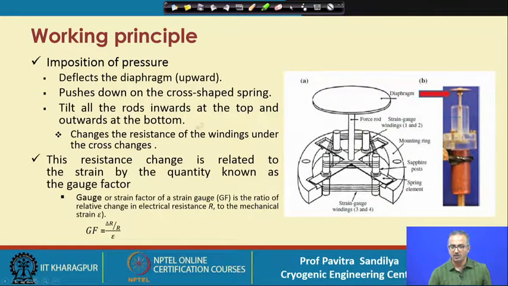Let us see that suppose from the diaphragm side we are imposing some pressure. Now because of this pressure, what will happen? It will push this particular cross shaped spring downwards, and when it is pushed down, what will happen? These rods will be tilting inward at the top, and they will be going outward at the bottom side. And when these rods are getting tilted, what will happen? These strain gauges will also be getting some displacement, and because of this, resistance will change, and this will send the signal to some appropriate signal data logger.